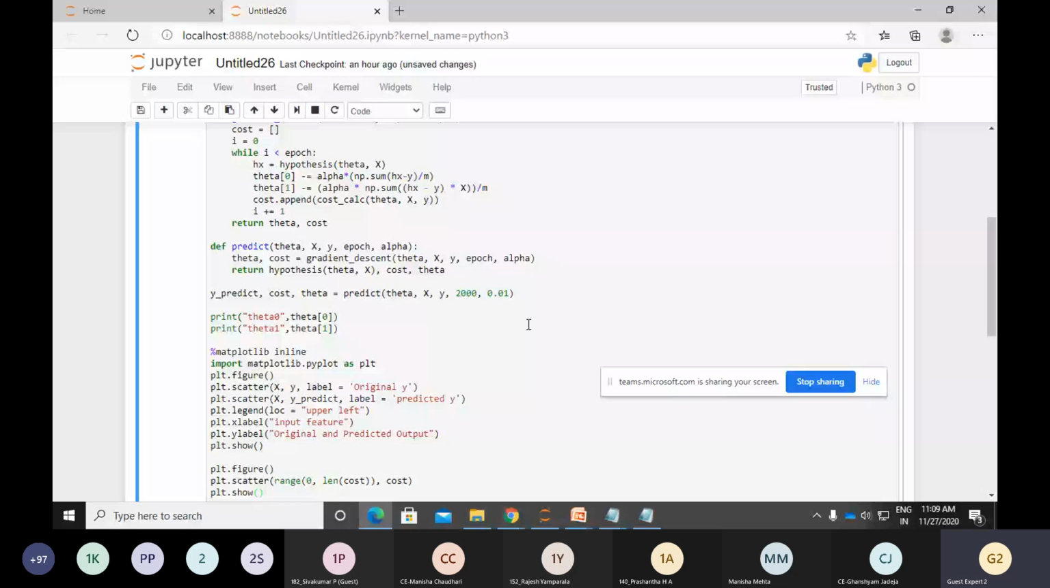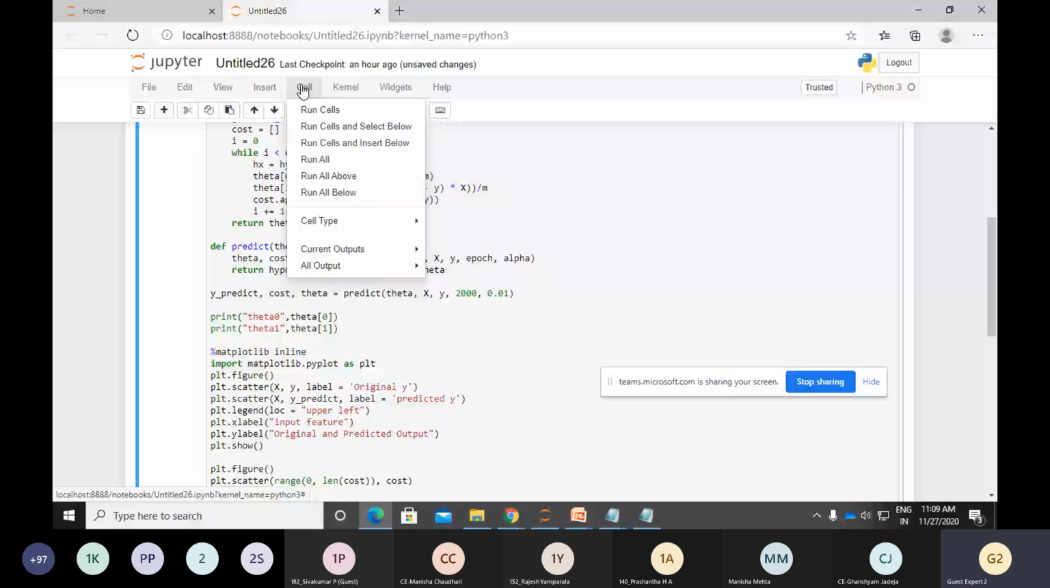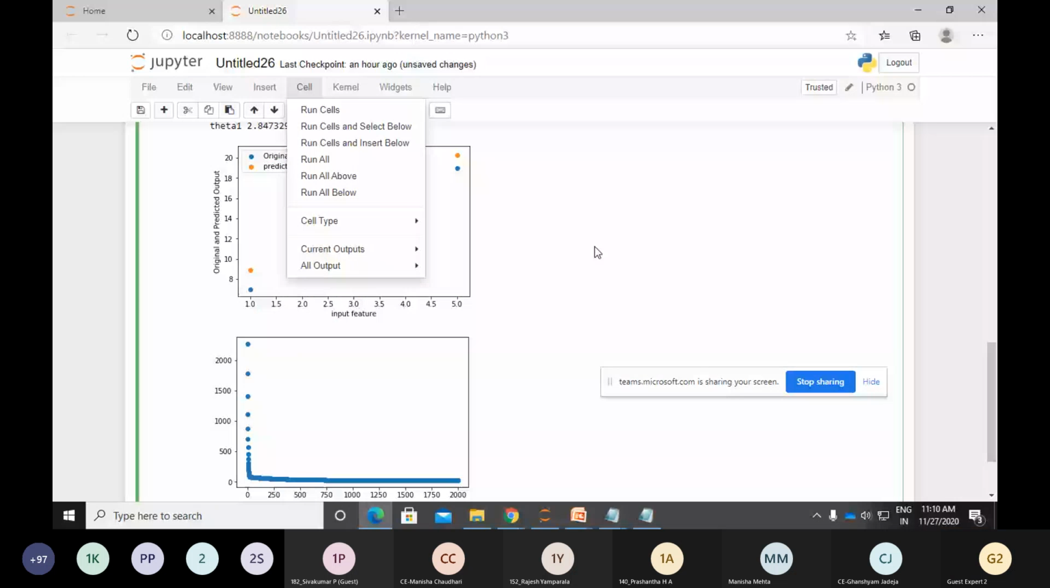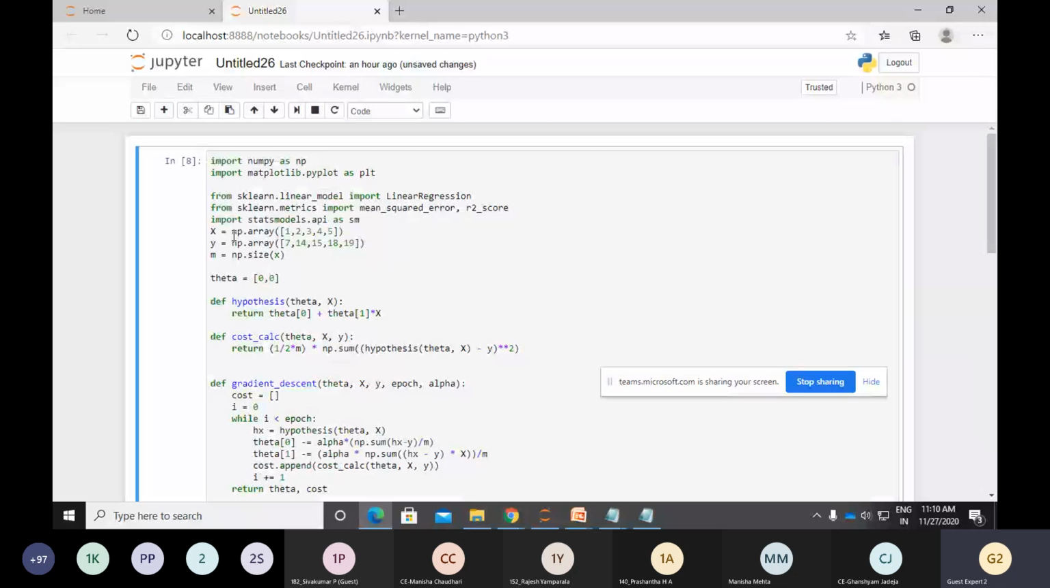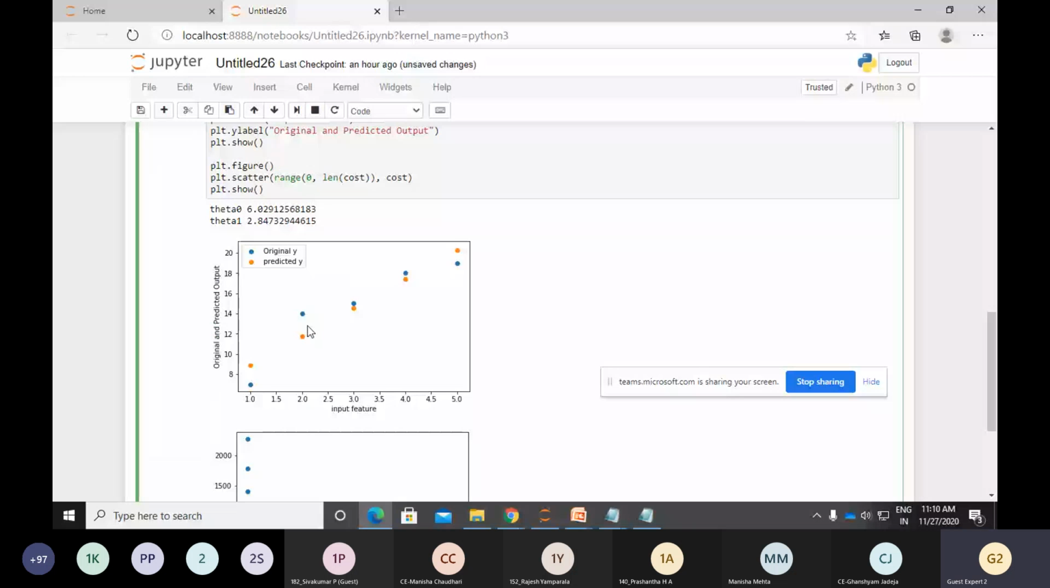This takes some time because we are running gradient descent 2000 times. Our epoch size is 2000. This is the output. We have used gradient descent with the same data set that we used with the least square estimator. The blue dots are the actual values of y, and the orange dots are the predicted values of y.